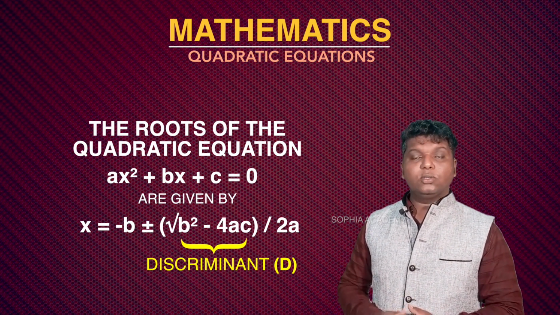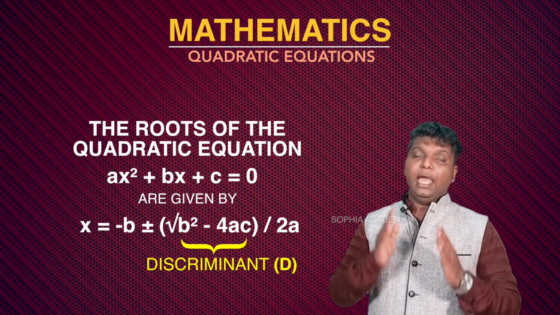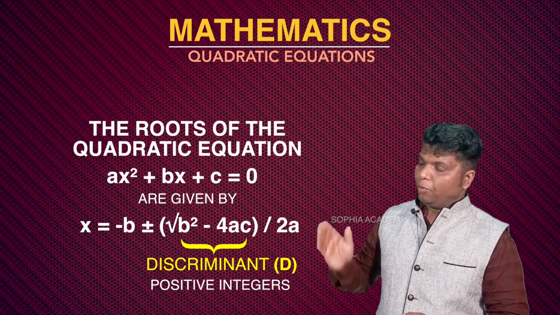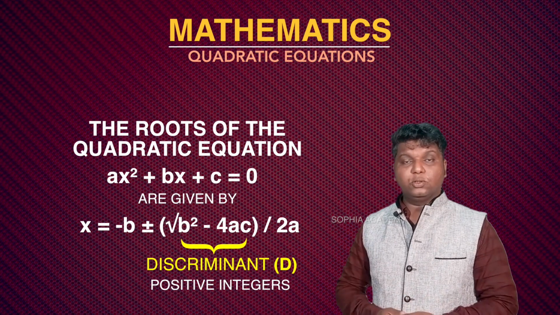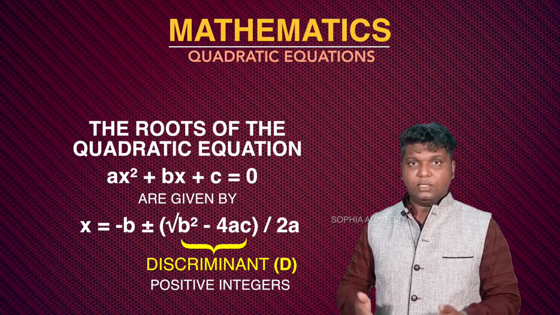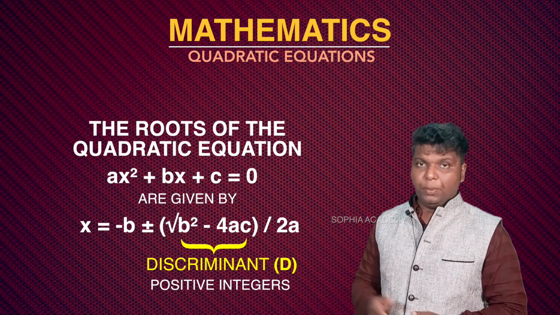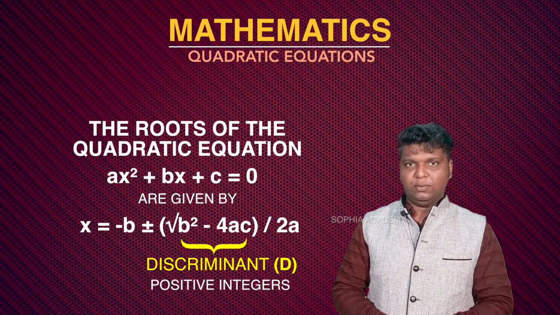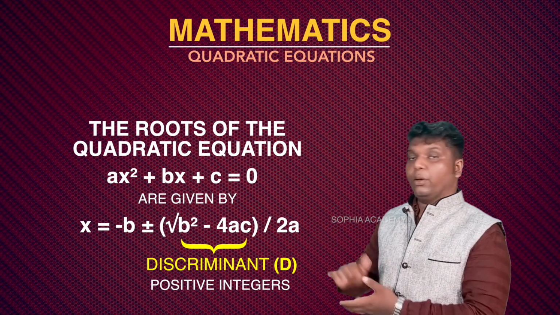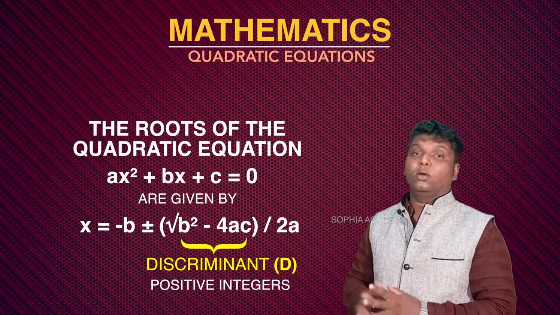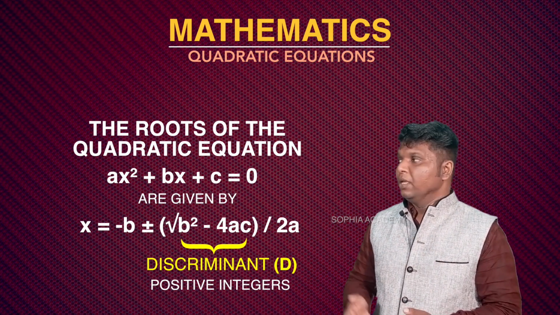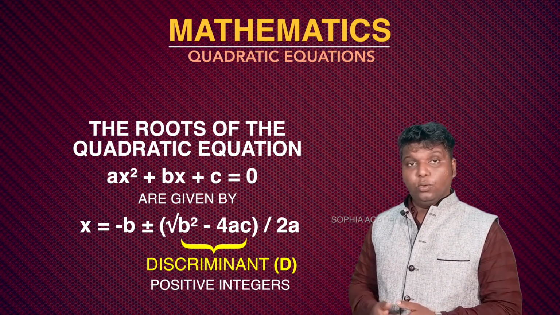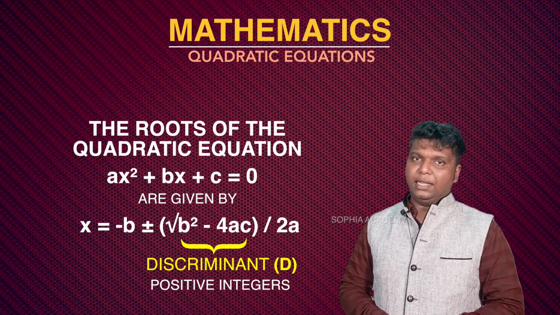Here the b square minus 4ac should be a positive integer, because it's within the root. Only for a positive value can we take a root. If it is negative we can't. So definitely it should be positive. That is the thing we have to learn right now, but in the next class we will study much more about that. So this is what we call the Sridharacharya rule, or the quadratic formula. By using this quadratic formula we can find the roots of any given quadratic equation.